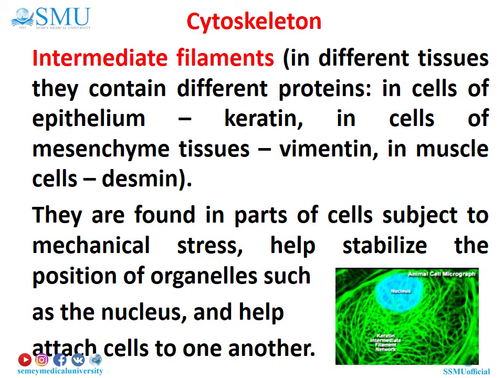Intermediate filaments. In different tissues, they contain different proteins. In cells of epithelium, the protein is keratin. In cells of mesenchymal tissues, vimentin. In muscle cells, the protein desmin is present. They are found in parts of cells subject to mechanical stress, help stabilize the position of organelles, such as the nucleus, and help attach cells to one another.